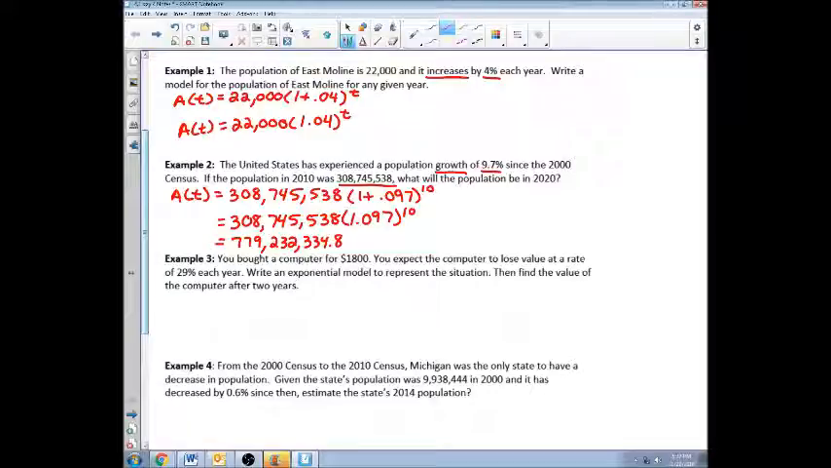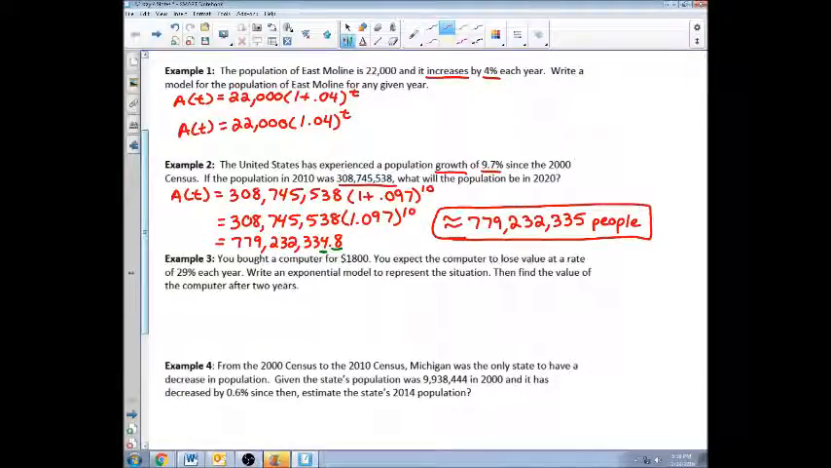Now, we're talking about population, right? I can't have a partial person. So what I'm going to do is round to the nearest whole number. When I round to the nearest whole number, I'm going to round to this number here. So the 8 will tell me whether I will make it larger or smaller. Since it's bigger than 5, my approximate population would be 779,232,335 people. Okay?